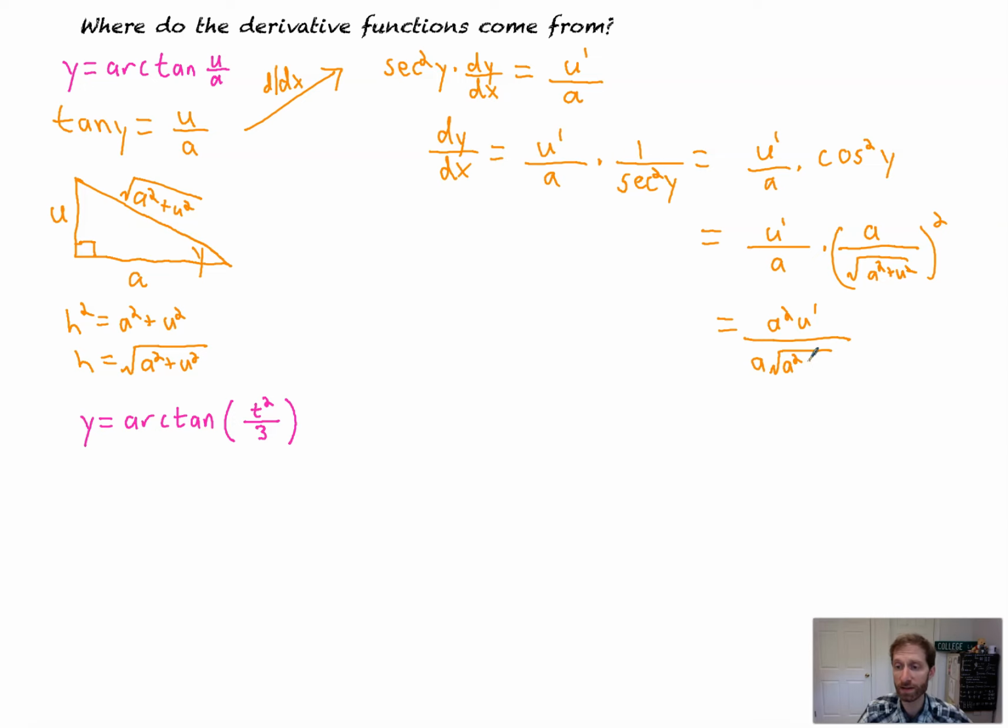Ooh, that's pretty nice. Pretty nice indeed. The a's are going to drop down, and you're going to be left with the formula that you saw in a previous video: a u prime all over the square root of a squared plus u squared. As I said before, this is not your typical formula, right? And ooh, I left a square root there.